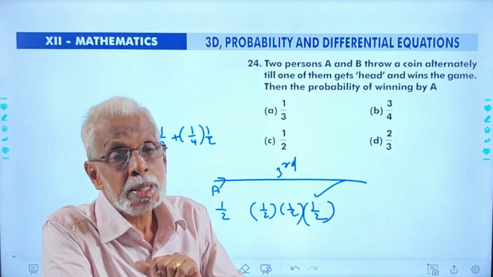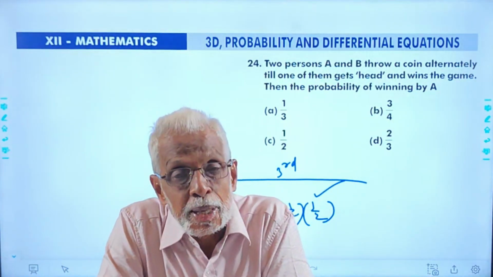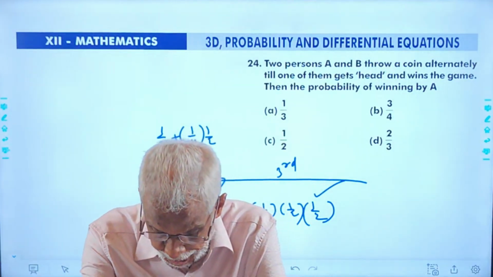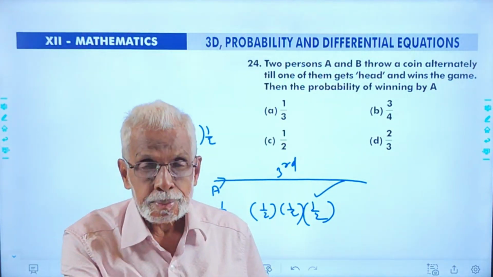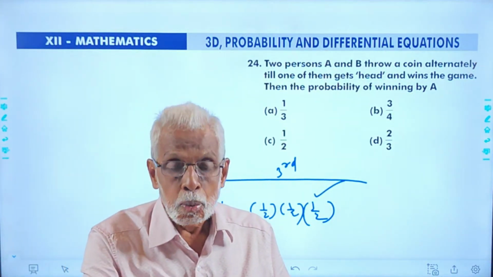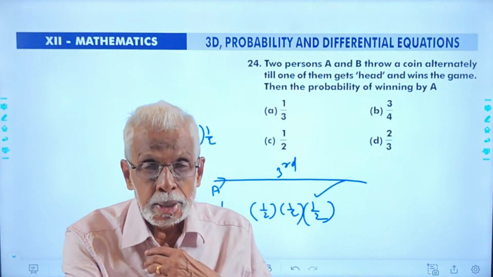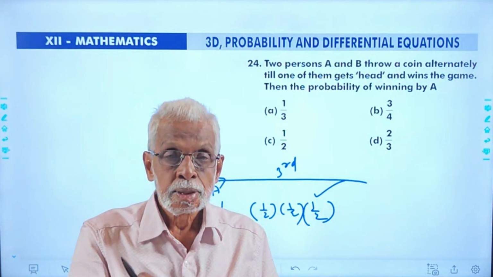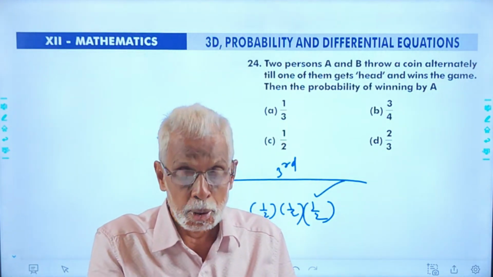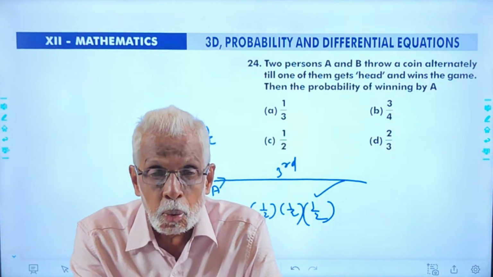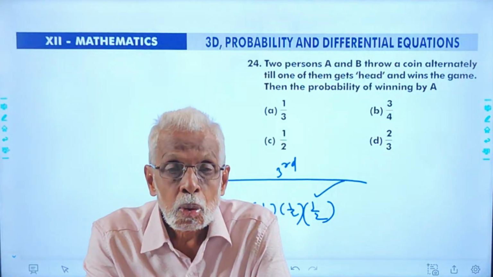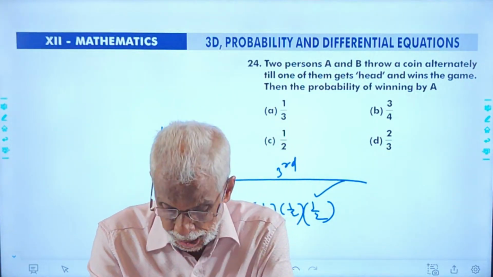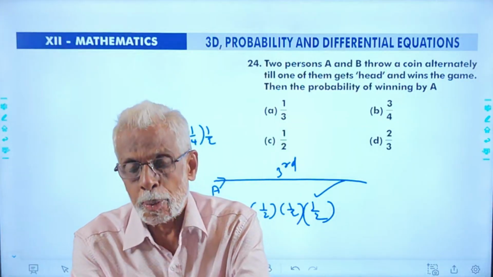The sum to infinity of a GP is always a by 1 minus r. Here a is 1/2, r is also 1/2. Therefore the answer is 1/2 into 1 by 1 minus 1/4. The correct choice is 2/3. The sum to infinity of a GP is a by 1 minus r, where a is 1/2 and r is 1/2 squared. The final answer is 2/3.